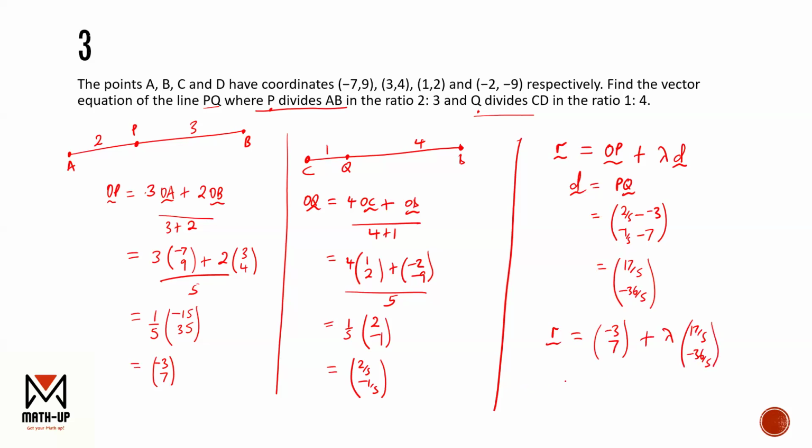But if you don't have the out of 5 there, you could simply just write it as (-3, 7) and then change the parameter to mu times (17, -36), where mu is going to be equal to a fifth times lambda, since you'll have factored out 1 out of 5. Yeah. So this is how you get the vector equation of the line. Any questions?